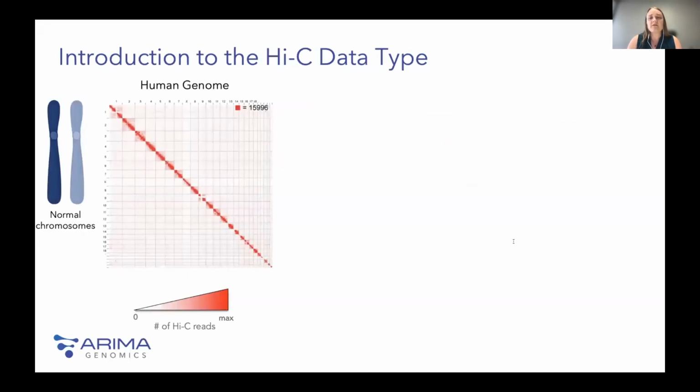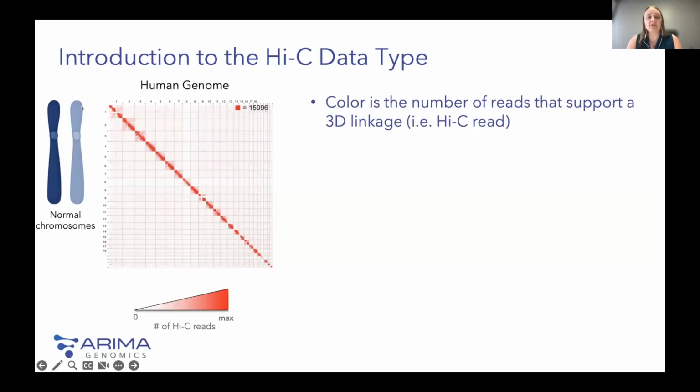So now I want to give you a sense of how we actually visualize ARIMA Hi-C data. This is a heat map used by the T2T consortium to scaffold the complete human genome sequence. And what you're seeing here is each of the chromosomes lined up across the top and along the side. Now, each point in this heat map represents physical interactions between two regions of the genome.